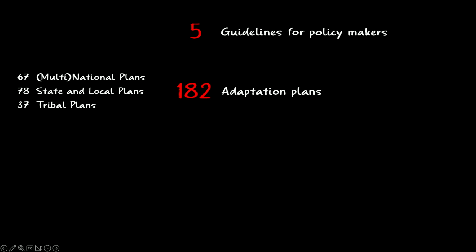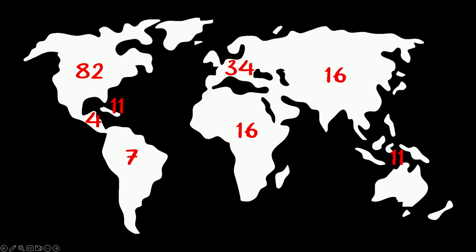They're from all over the globe, so this just gives you some sense of the geographic distribution. Again, North America is somewhat overrepresented. In part, that's because all the tribal plans, or almost all of them, are located in that part of the world, but otherwise relatively distributed across the globe.